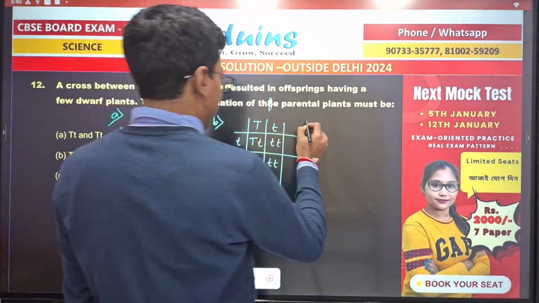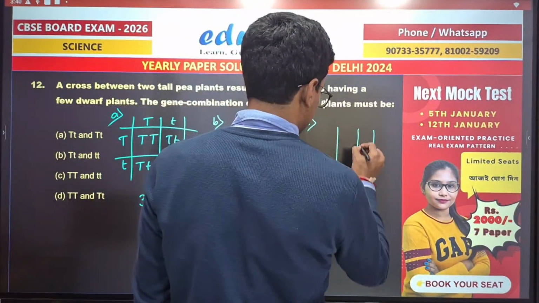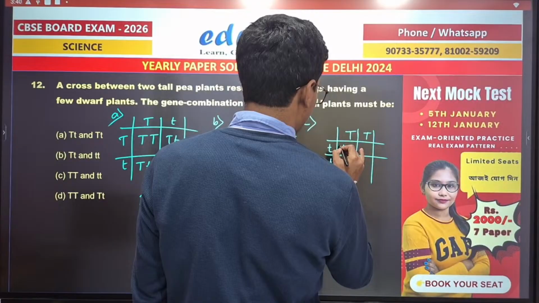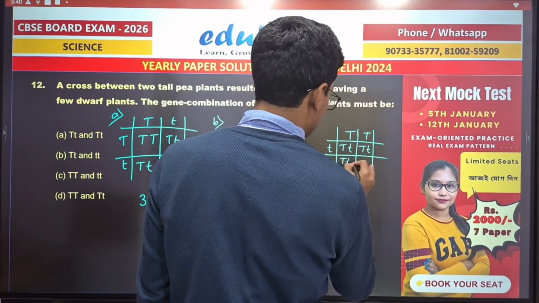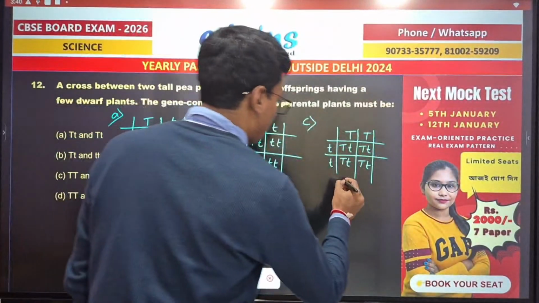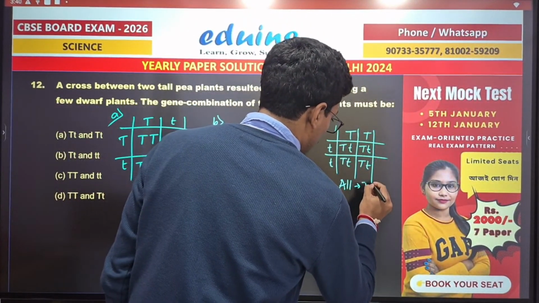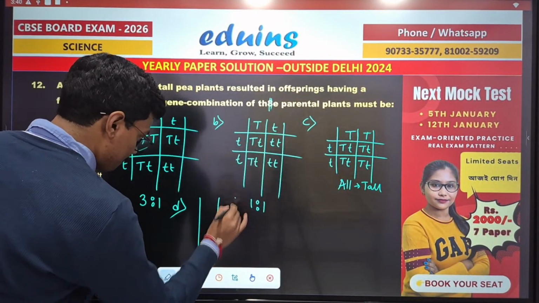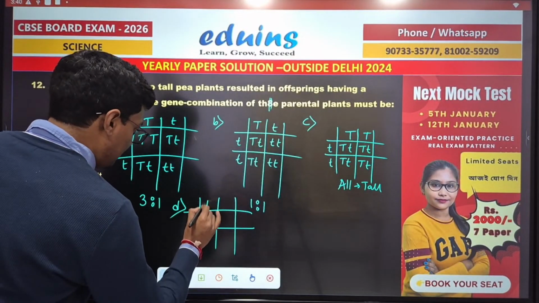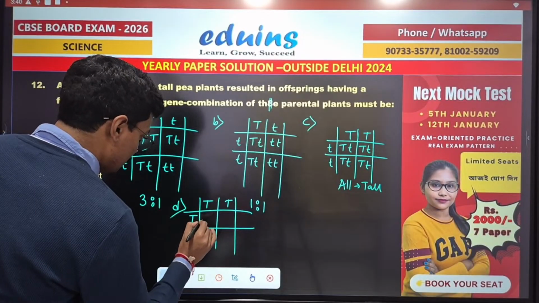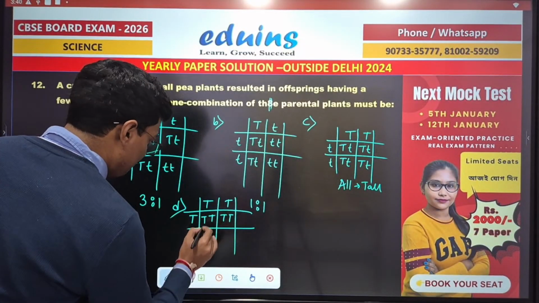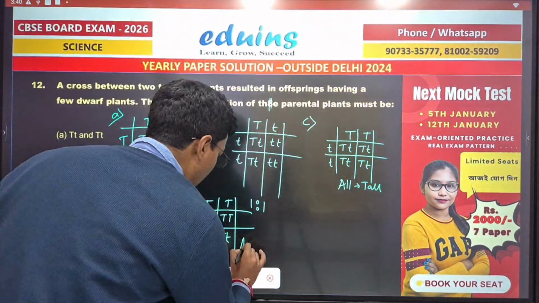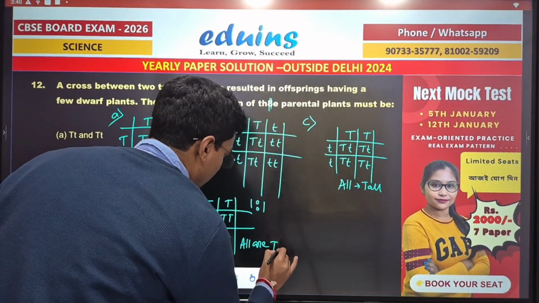Next, option C: capital T small t. So all are capital T small t, so all the offsprings are tall. And option D here: capital T small t, capital T capital T, capital T small t and capital T small t. Here also all are tall.